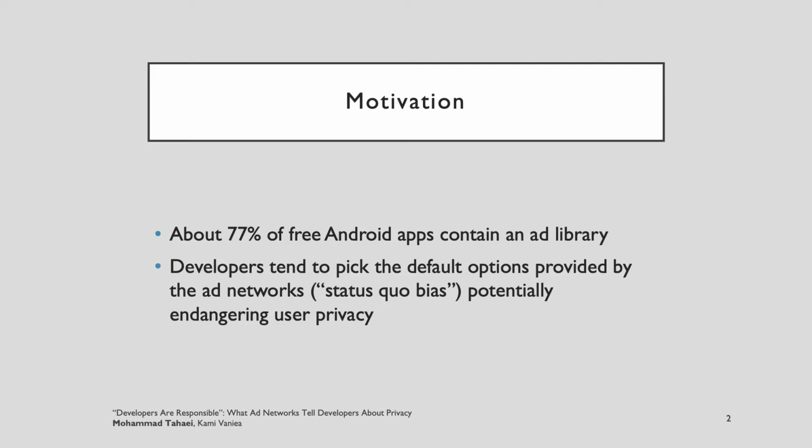Some ad networks provide options to developers for minimizing data collection and data sharing. For example, by minimizing personalization of ads or by minimizing the level of location data collection. However, it's not clear how the privacy-related information is presented to developers.